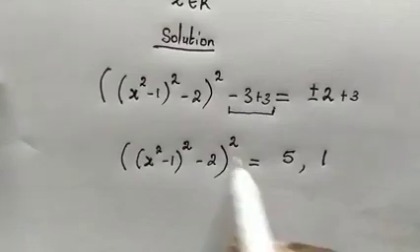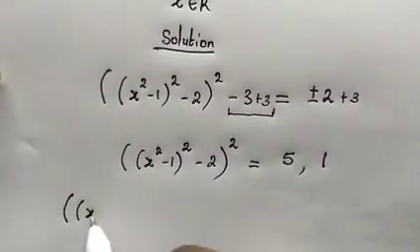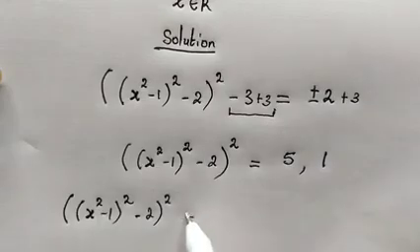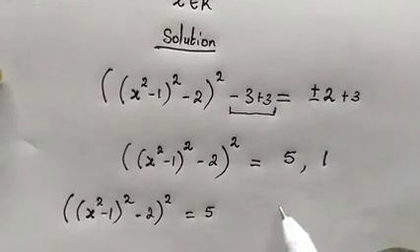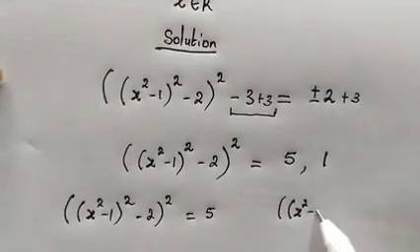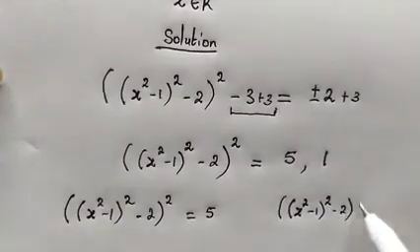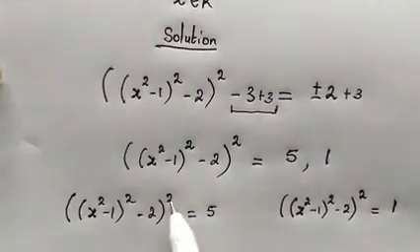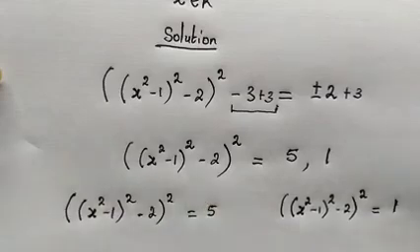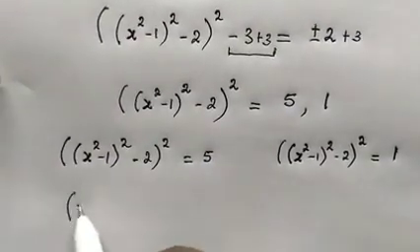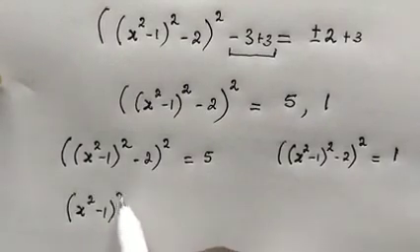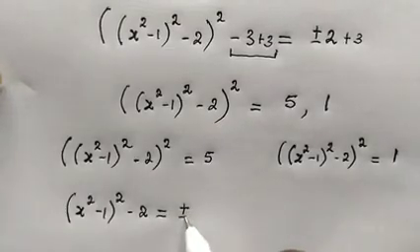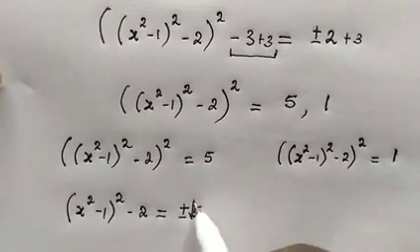Okay, we have two equations here. The first one, (x squared minus 1) whole squared minus 2 whole squared is equal to positive 5. And the second one, (x squared minus 1) whole squared minus 2 whole squared is equal to 1. Again, take a look, we have a square here, right? So we can take the square root on both sides again. And from here, we're left with (x squared minus 1) whole squared minus 2 equal to plus or minus the square root of 5.